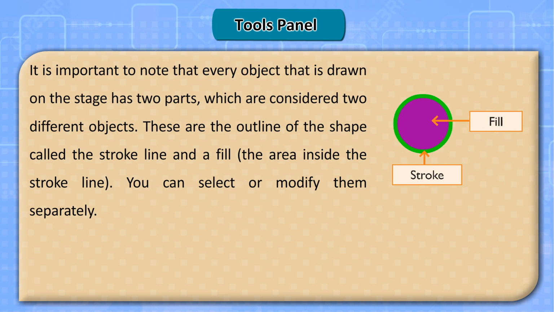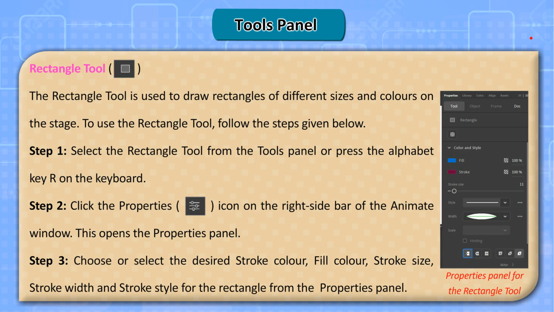It is important to note that every object that is drawn on the stage has two parts, which are considered two different objects. These are the outline of the shape called the stroke line and a fill, the area inside the stroke line. You can select or modify them separately. Fill, Stroke. Rectangle Tool. The Rectangle tool is used to draw rectangles of different sizes and colors on the stage.